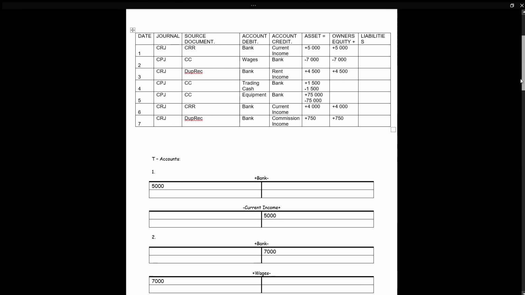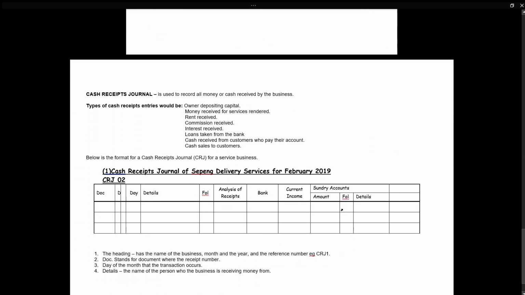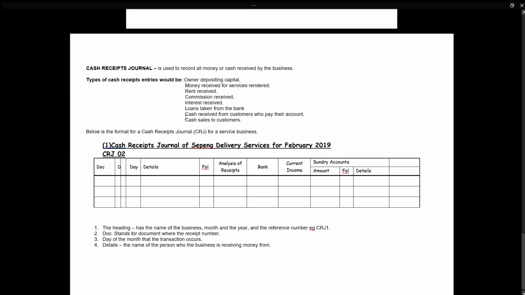Let's just quickly go through some notes on the cash receipts journal. Cash receipts journal is used to record all money or cash received by the business. Types of cash receipts entries would be owner depositing capital when we receive money from the owner. Money received for services rendered will go to the current income account. Rent received will go to the rent income account. Commission received will go to commission income business account. Interest received will go to the interest income business account.